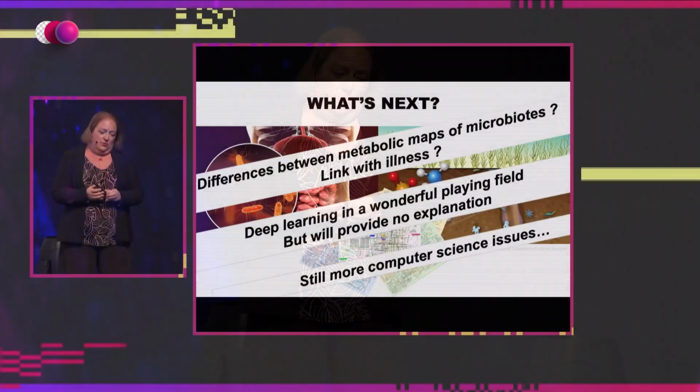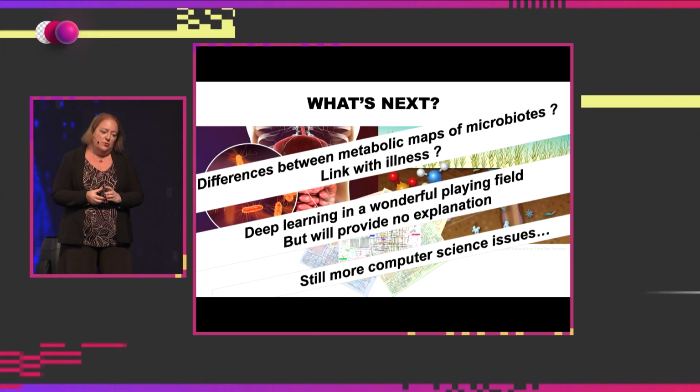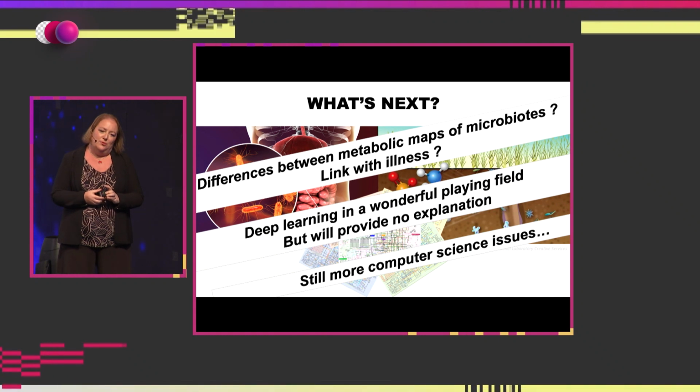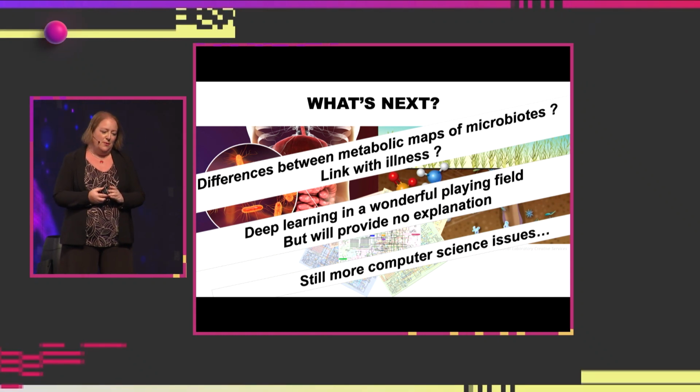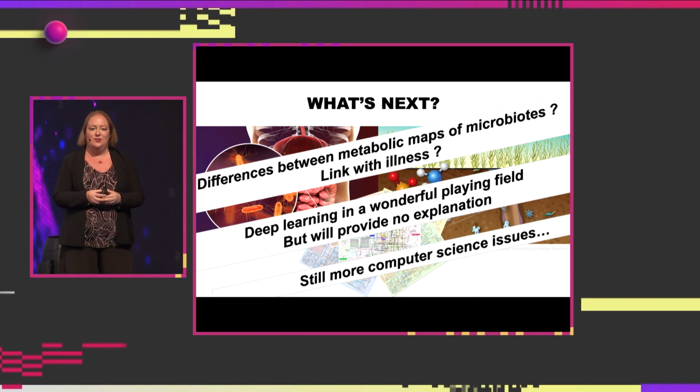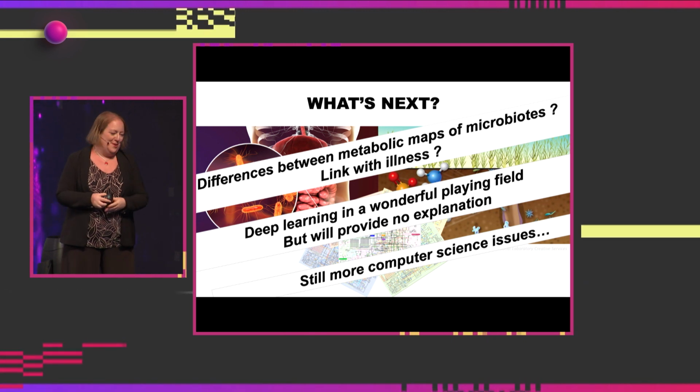We are currently working on that, but the main issue is that it will not provide us with explanations. We will be able to discriminate, but we will not be able to understand why things are going on. So it's clear that there are still more computational issues and AI problems to solve before moving forward, and I hope that maybe in 10 years I will come back here to explain to you the follow-up of this talk.